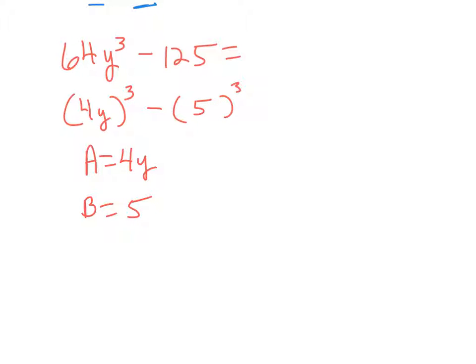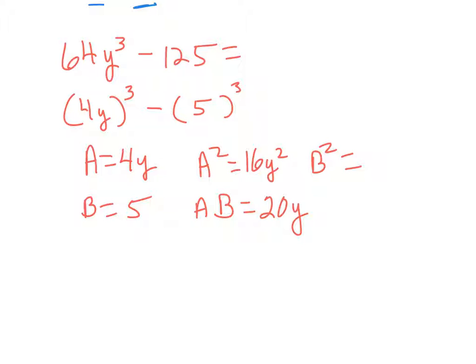Because the other three things you need are a squared, ab, and b squared. Now class, how am I going to get a squared? You do a times a, which is 16y squared. Good. So for ab, you get 20y, right? 4y times 5 is 20y. And b squared is 25. Now throw it in the formula for the difference of cubes and you're done.